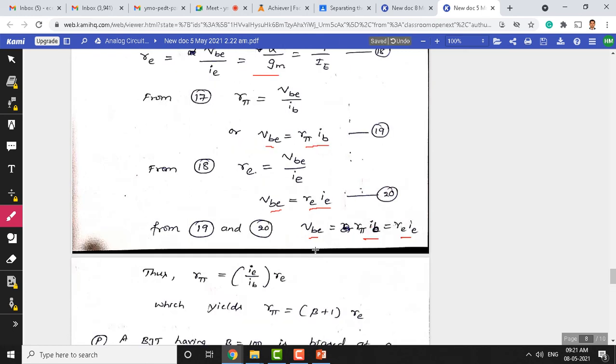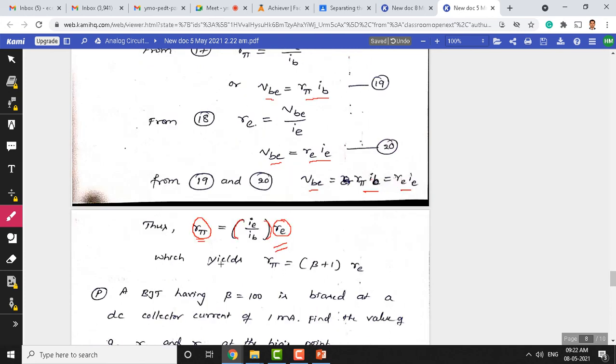Now we can derive the other relations. We want just R pi. If I retain R pi on the left hand side and send this IB to the other side, you get IE by IB multiplied with RE. Now this gives us the relationship between R pi and RE. Look here, R pi and RE are related by this expression. There is a multiplication factor here, which is IE by IB, that in turn gets multiplied with RE here.